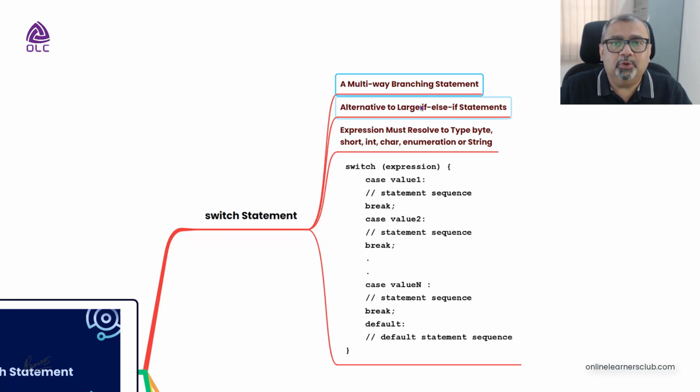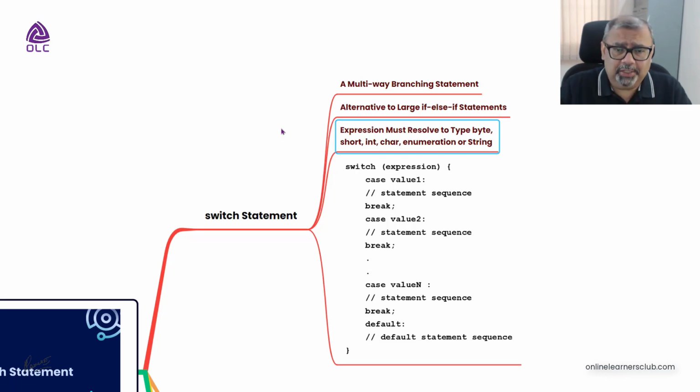In addition to this, this is more of an alternative to a very large if-else-if ladder-based statement, and it can also be straight away used with a switch statement. In this case, the expression need not be Boolean. It should resolve to a particular type like byte, short, integer, character, enumeration or string. We have not discussed enumeration. We'll talk about that in further chapters.